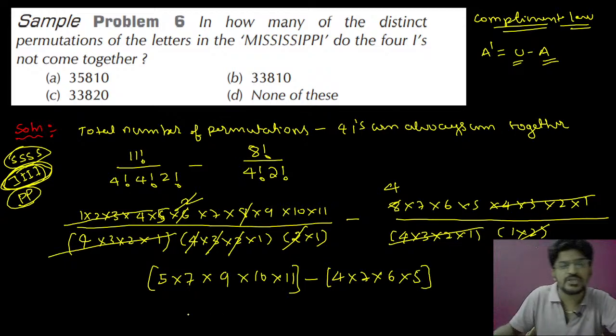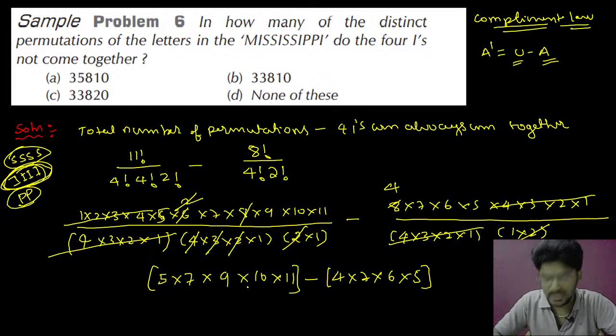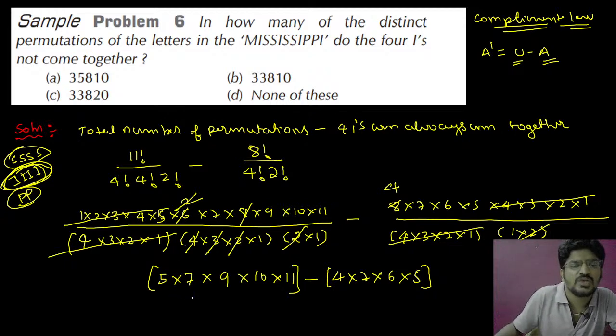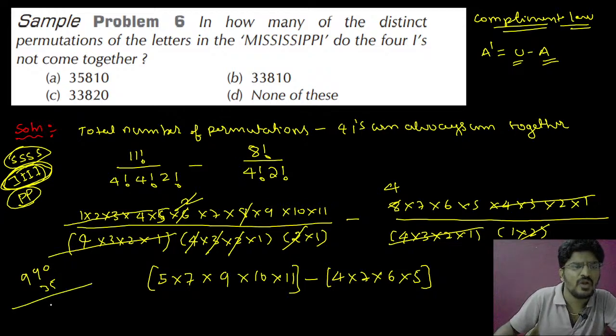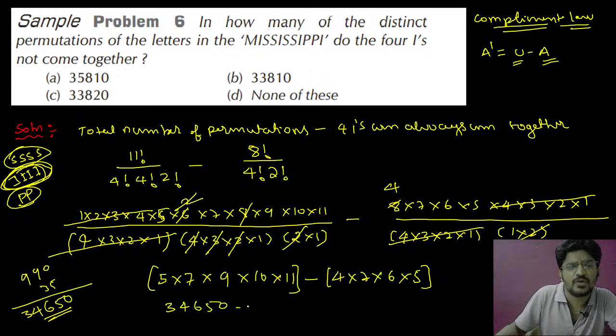Okay. So first you calculate this number. 5 into 7 is 35. So here you just see this is 35 and this is 90. 90 into 11 is 990. Okay. So 35 into 990 we have to simplify. So 35 into 990 will be 34650. Okay. So this is 34650 minus 7 into 4, 28.